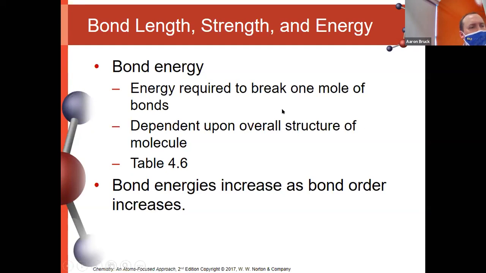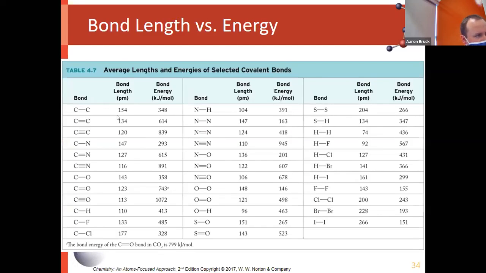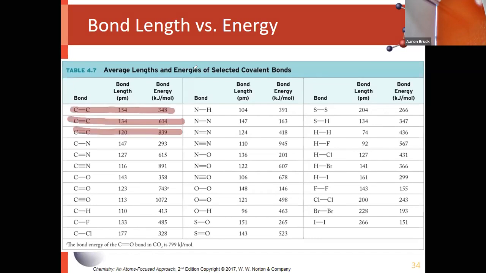Now, all of these can be summarized in a chart just like this one. So this is table 4.7 out of a different textbook. In your textbook, I do believe it is table 4.6. The idea in either case is the same. We can evaluate and compare a couple of different scenarios. So let's look at bond order versus bond length and bond strength.